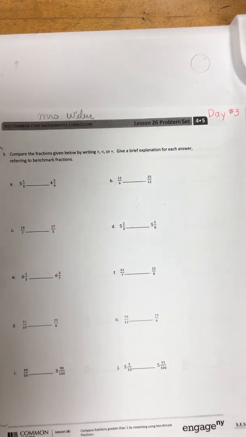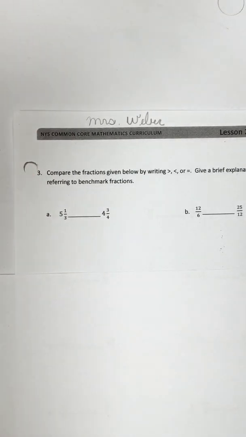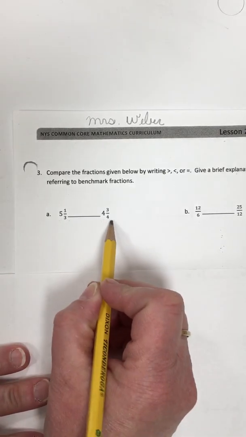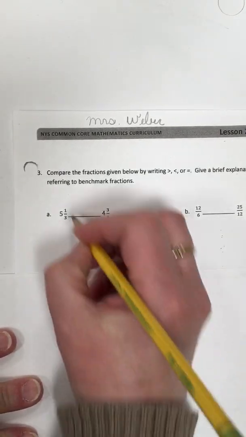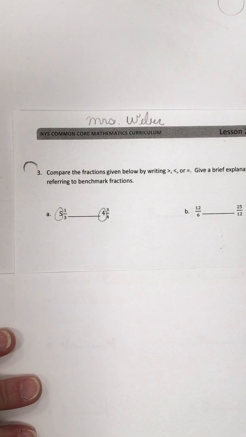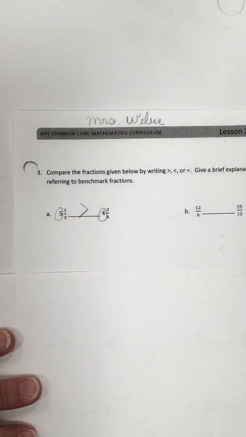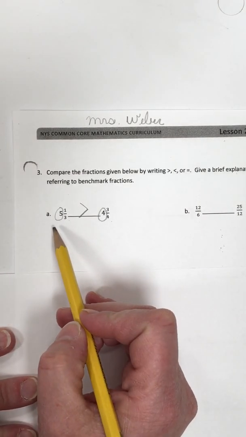So if everybody could go ahead and look at A. We are comparing 5 and 1/3 to 4 and 3/4. When I see mixed numbers like these two are, I go right to the whole number. So I'm comparing 5 to 4, and obviously 5 is greater than 4. And that's all I have to do for that one. Let's go to B.